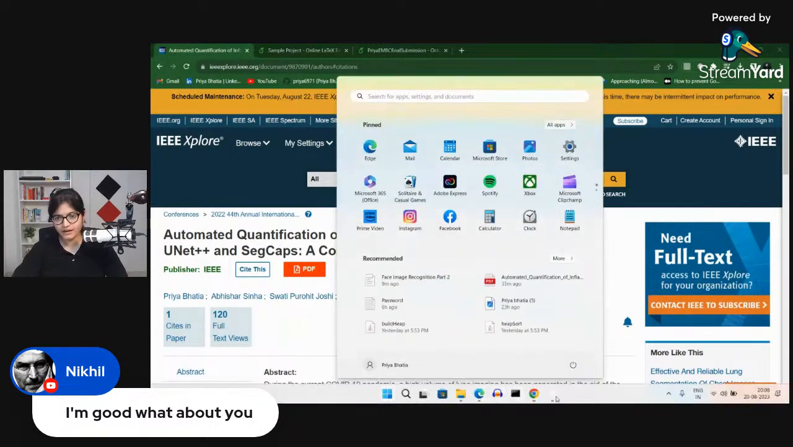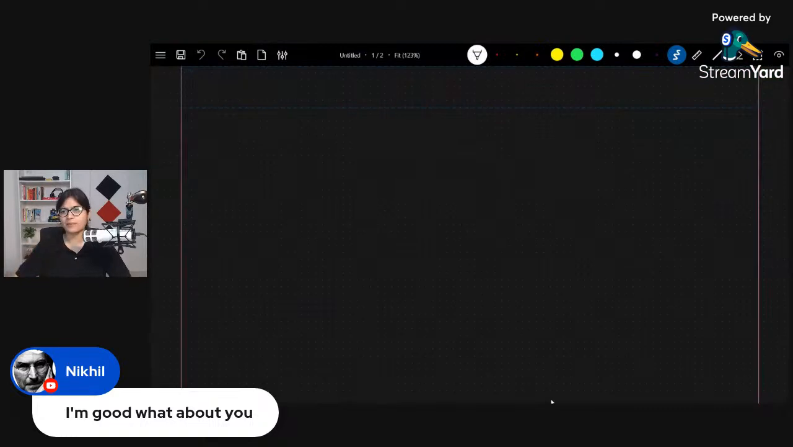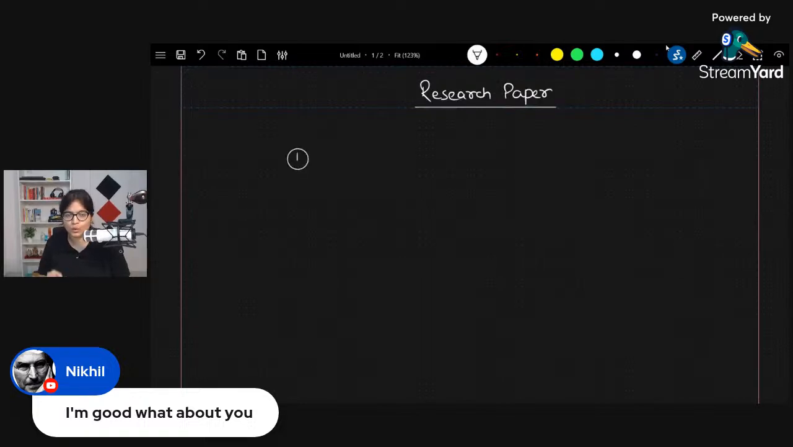The very first thing: whenever we talk about any research paper, I hope you must have read at least one in your entire lifetime. So what do you think the research paper is composed of? Which sections do you usually find in most research papers? Can you guys tell me? What is the first section you see at the top of any research paper?